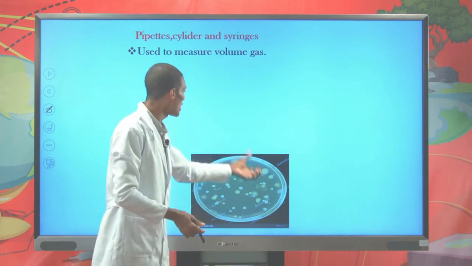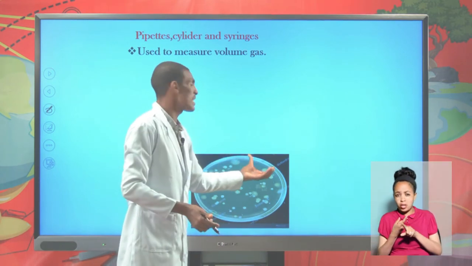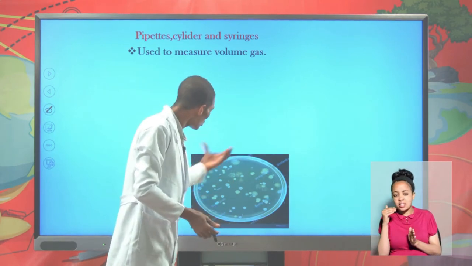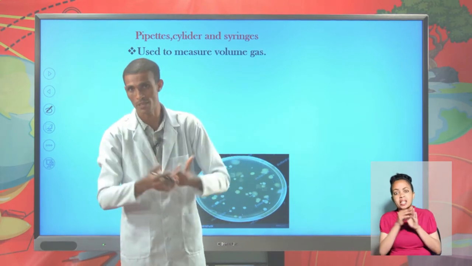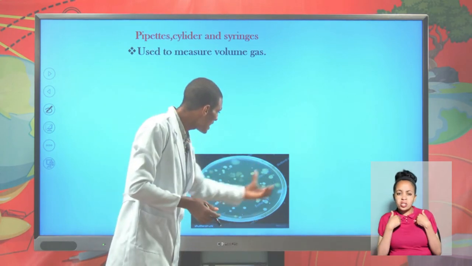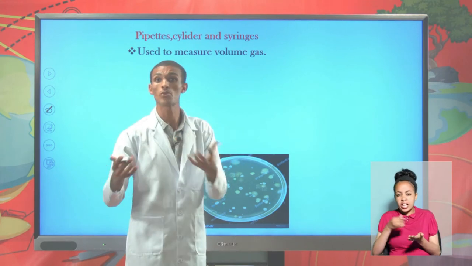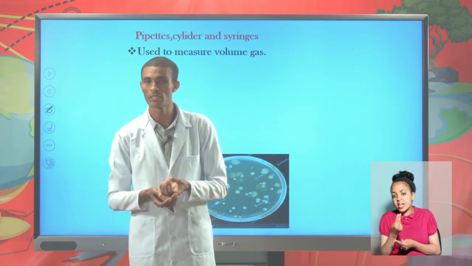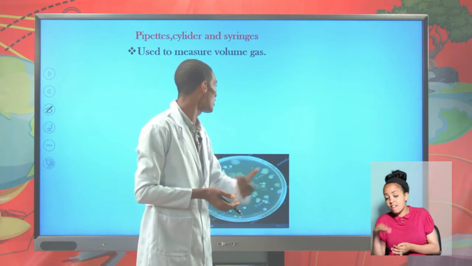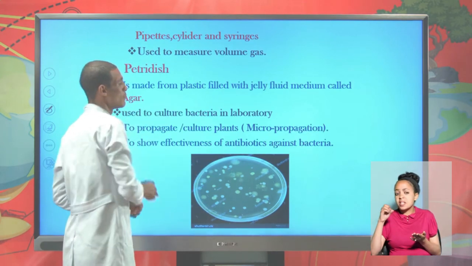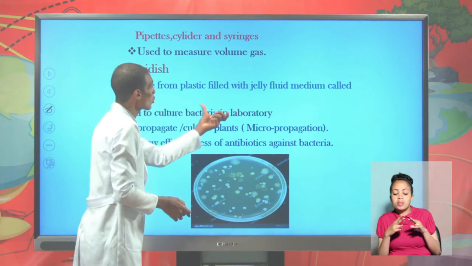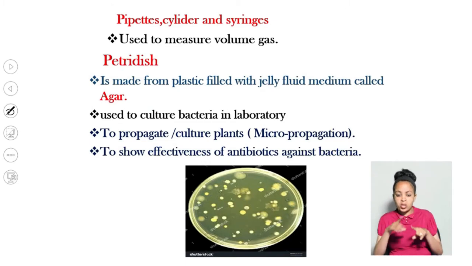Yes, of course. The Petri dish contains agar, which is made from red algae. It looks like a jelly-like structure, which is very important in growing bacteria in the laboratory. It is rich in nutrients, such as carbon, nitrogen, and mineral elements. So the Petri dish or agar is the most important laboratory tool to culture or grow bacteria, to propagate plants from single plantlets, and to see the effect of antibiotics on a strain of bacteria.